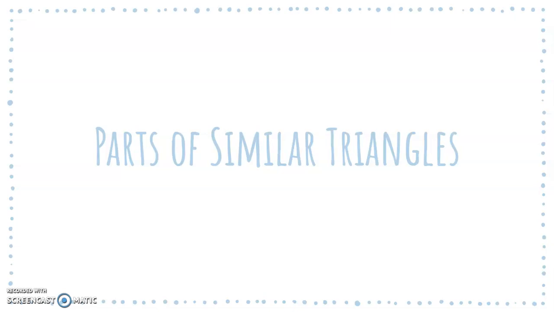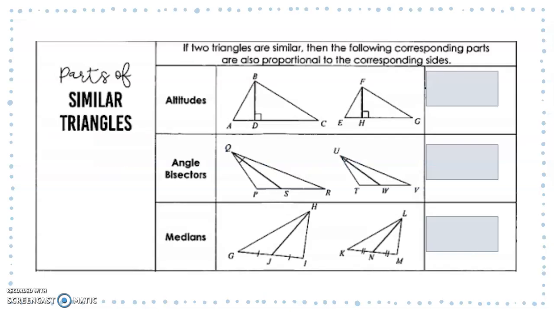Going along with similar triangles, we have specific parts of similar triangles that are used to help set up different types of proportions. So we're going to take a look at those next. The three specific parts that we're going to look at are altitudes, angle bisectors, and medians. So those are the three things, and with each one we can set up a different type of proportion.